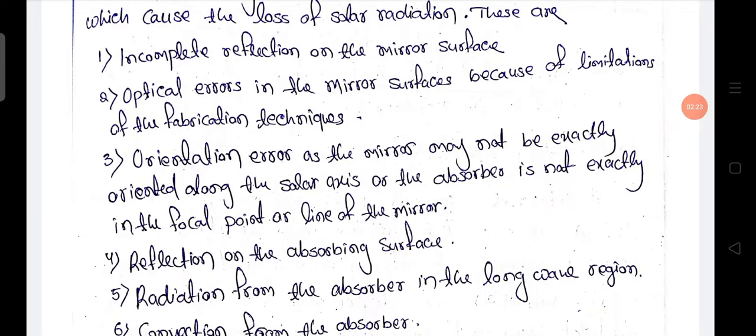If the parabolic antenna is not always facing towards the axis of the sun, but is not facing the sun axis exactly, then there is a disorientation of solar radiation, so there are some losses.